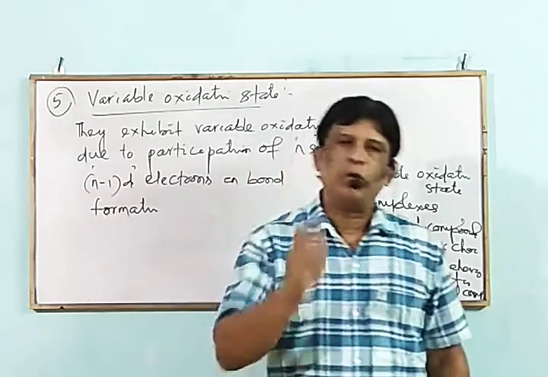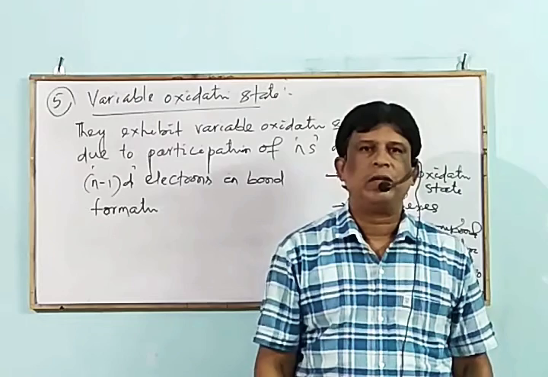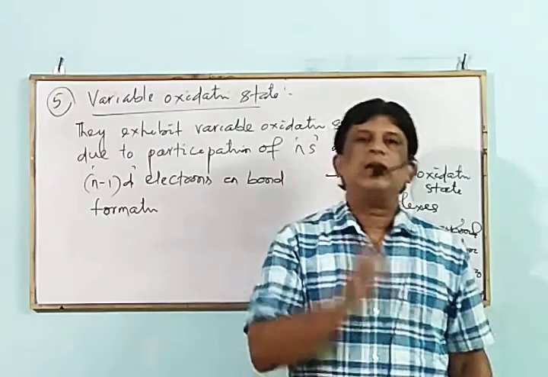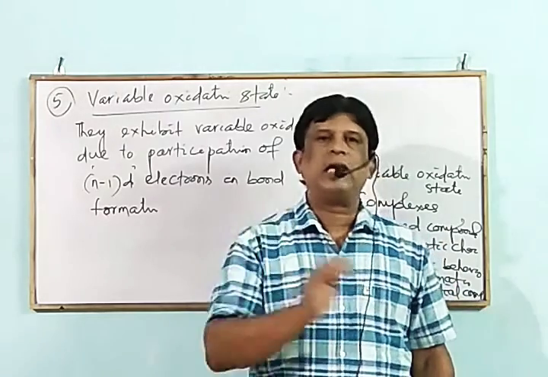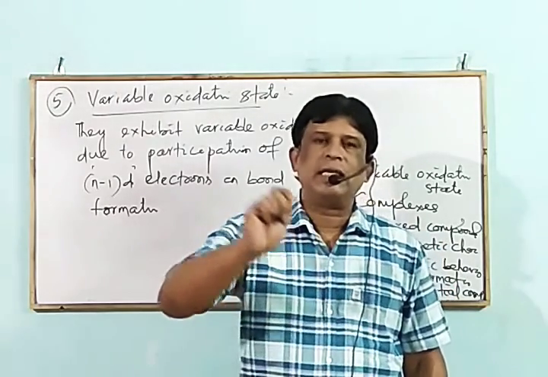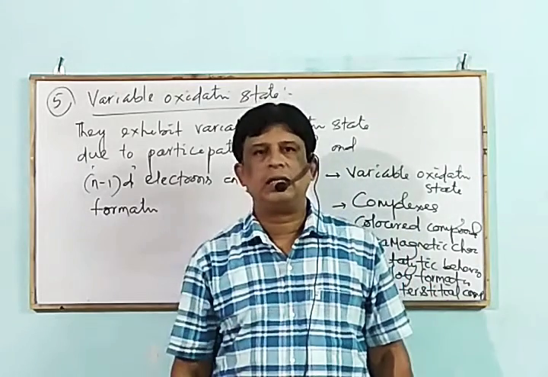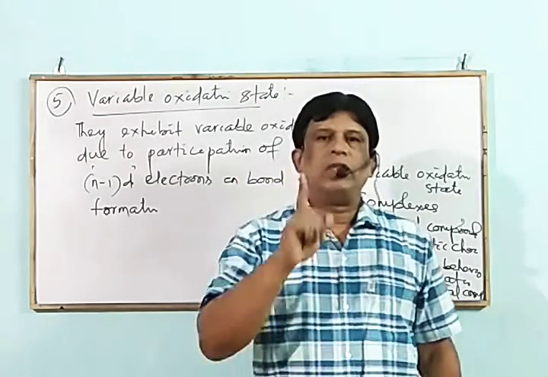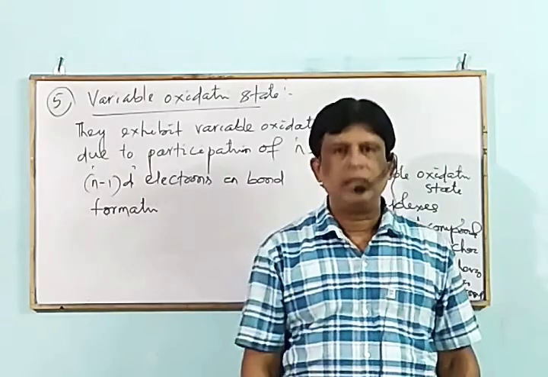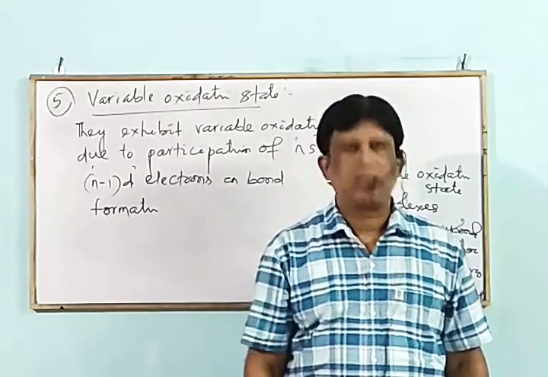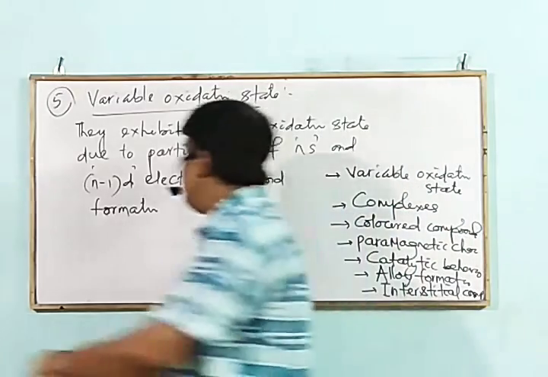If we focus on the first transition series, the oxidation number increases up to manganese, then gradually decreases. That means in the first transition series, manganese exhibits the highest oxidation state, that of 7. Everybody clear?